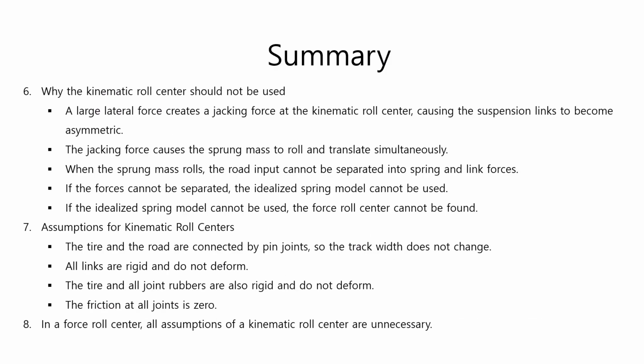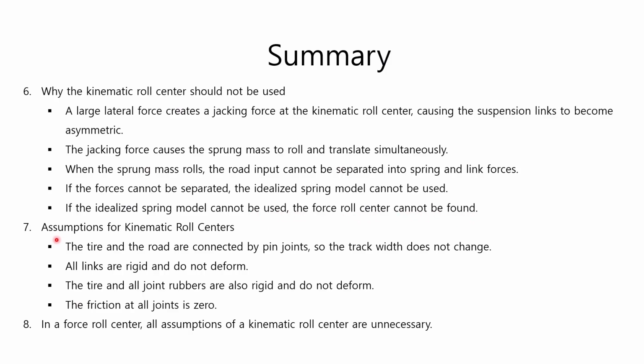Considering why the kinematic roll center should not be used, a large lateral force creates a jacking force at the kinematic roll center, causing the suspension links to become asymmetric. The jacking force causes the sprung mass to roll and translate simultaneously. When the sprung mass rolls, the road input cannot be separated into spring and link forces. If the forces cannot be separated, the idealized spring model cannot be used. If the idealized spring model cannot be used, the force roll center cannot be found.